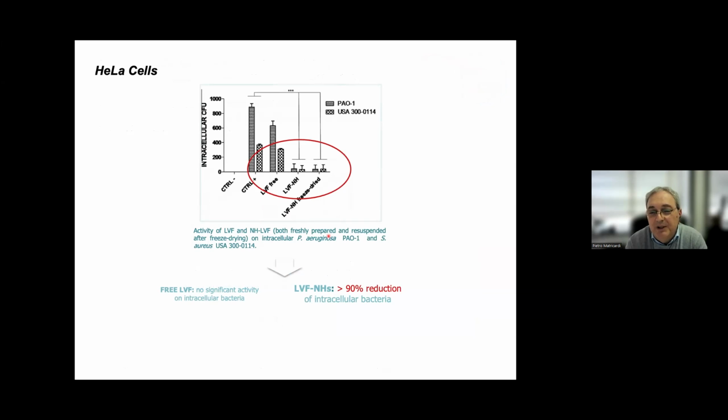But the situation is completely different when you treat intracellular bacteria. In this case, we use HeLa cells, tumor cells in which bacteria Staphylococcus aureus was embedded. And as you can see, levofloxacin is not able to reduce to a great extent the amount of the colony-forming units of the bacteria internalized in cells. But levofloxacin embedded nanogels have a completely different effect because you have a strong reduction of the colony-forming units. So nanogels can act as a drug delivery system similar to a Trojan horse.